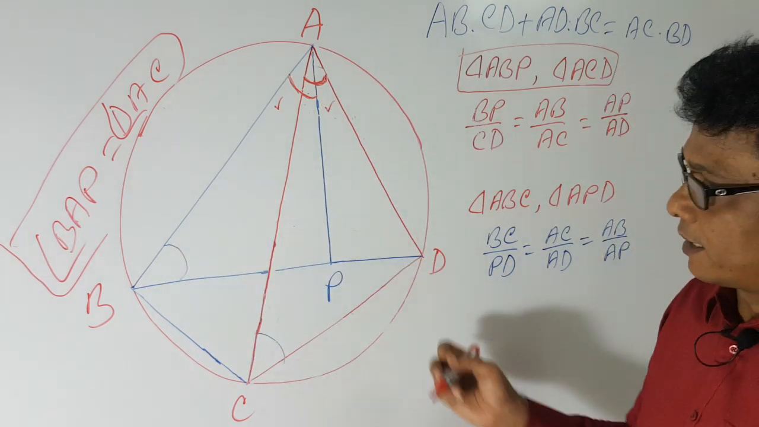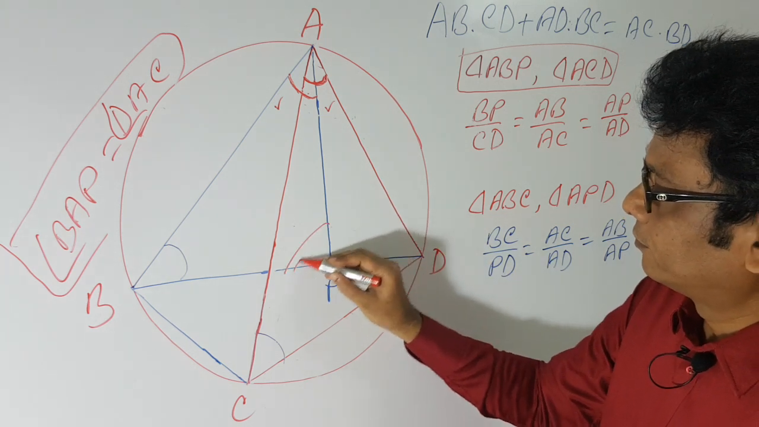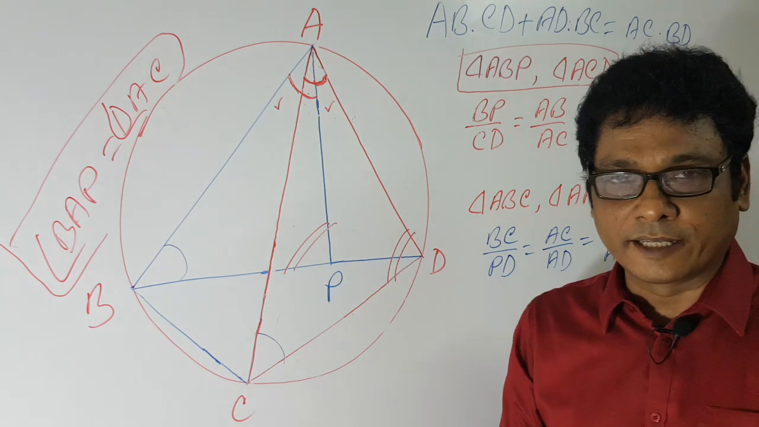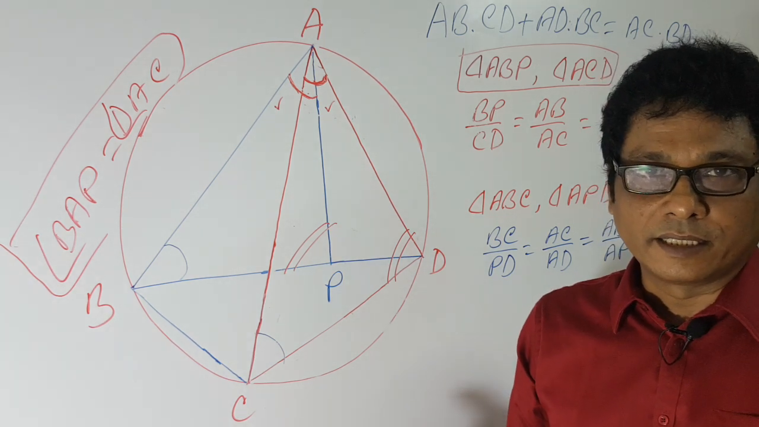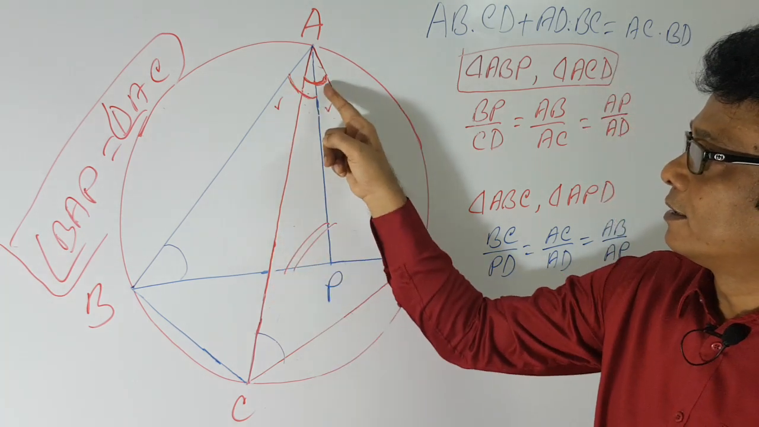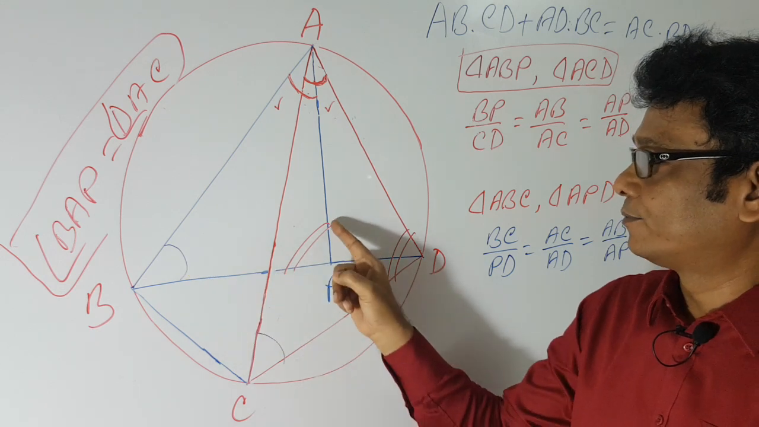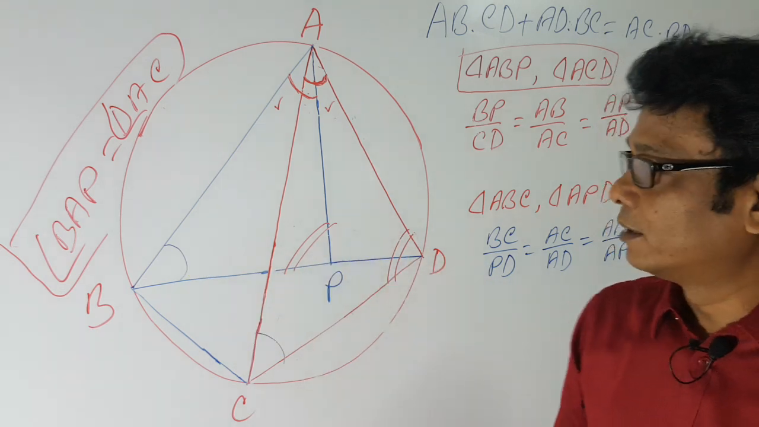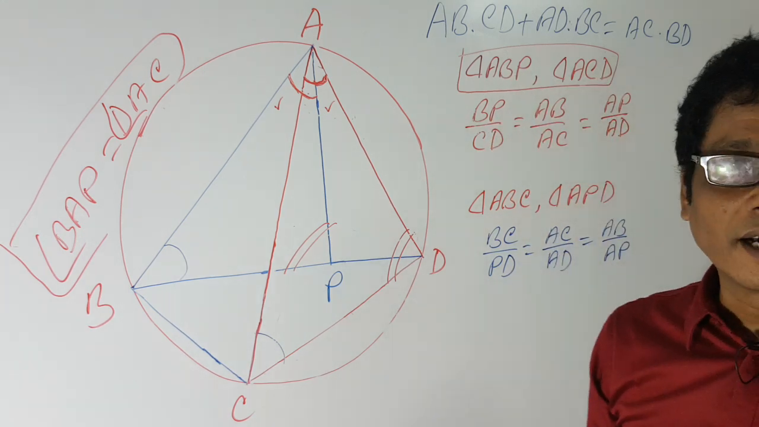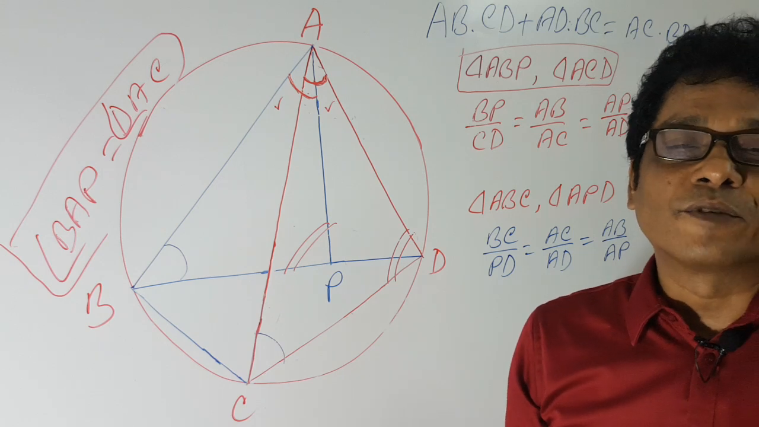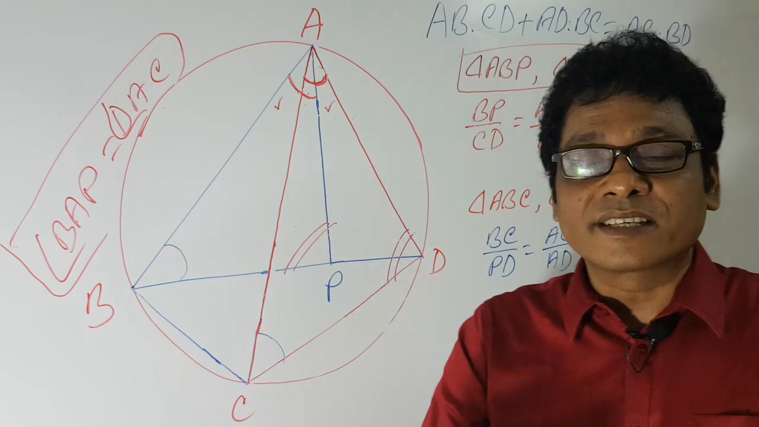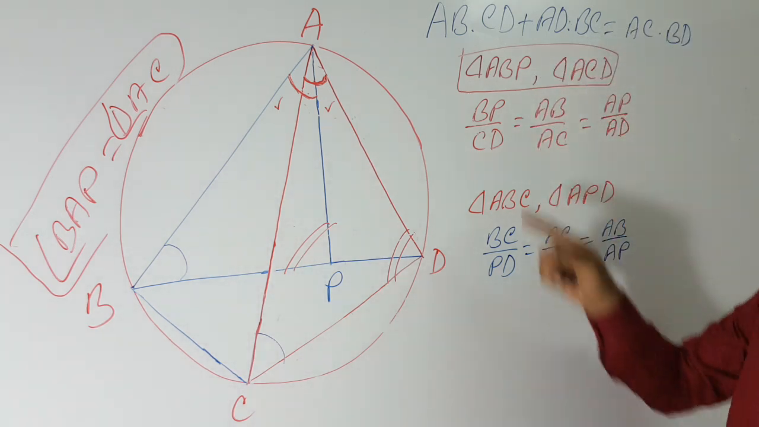So another angle is automatically equal, because the sum of three angles of a triangle is 180 degrees. So triangle ABP and triangle ACD are equiangular and similar. Their corresponding sides are proportional. Matching sides are proportional. Okay.